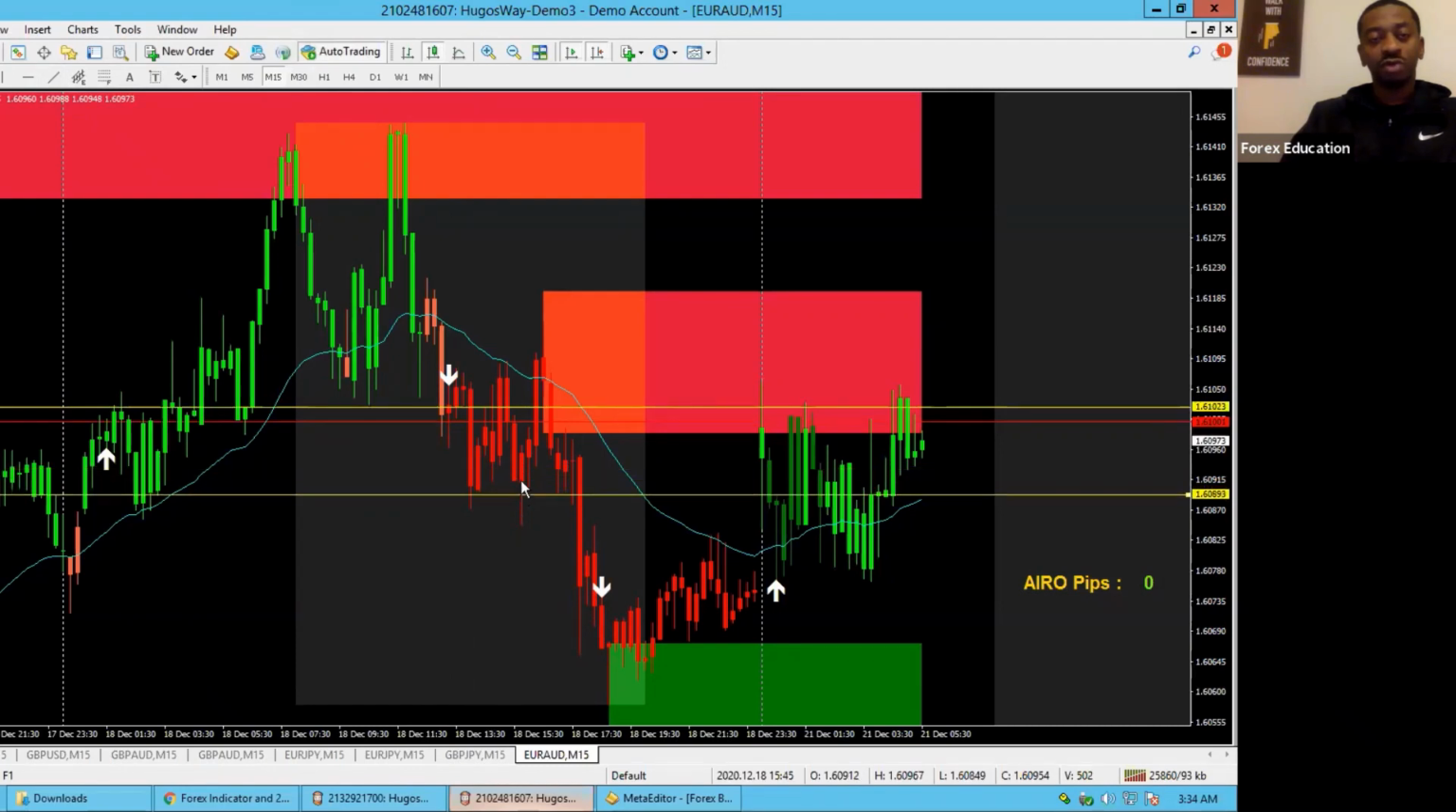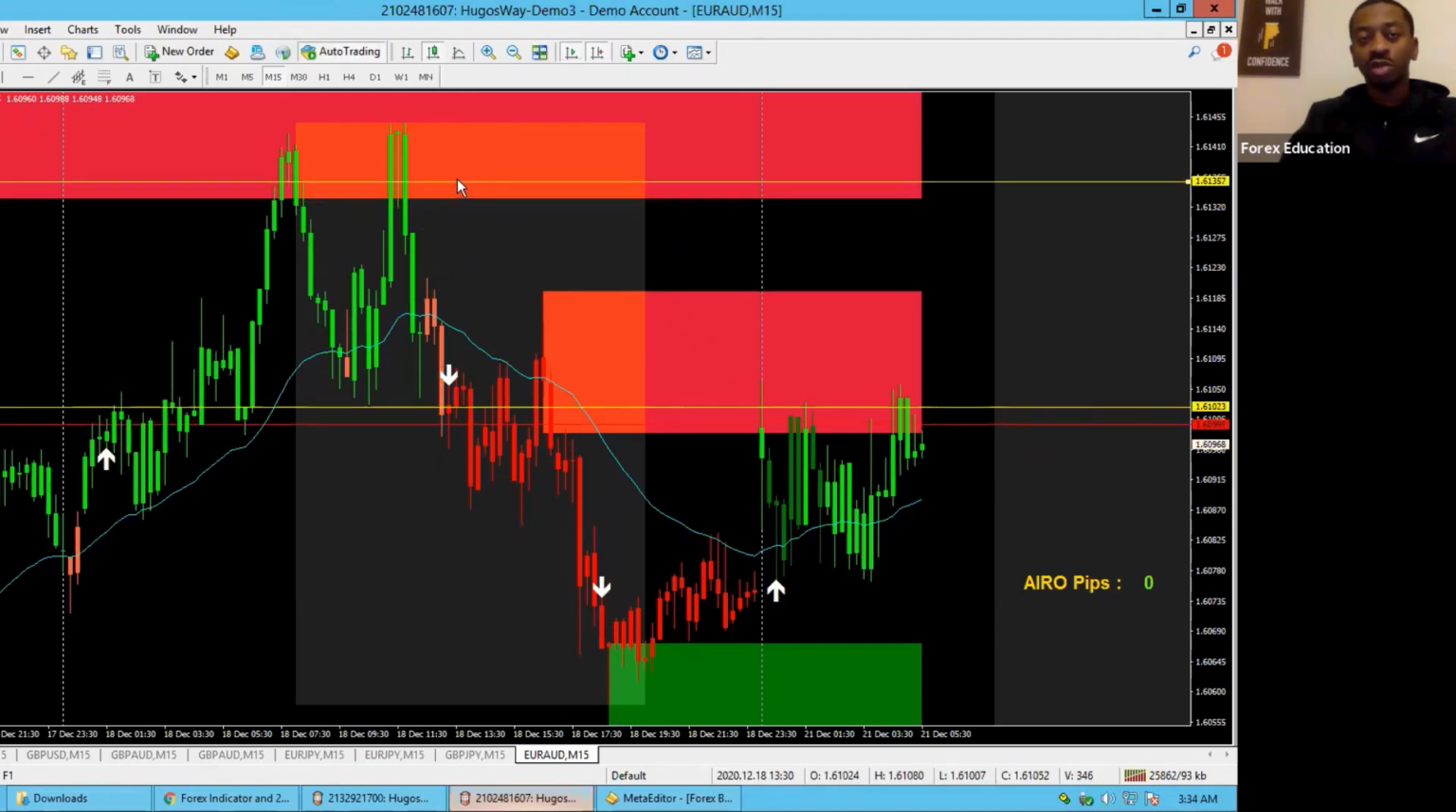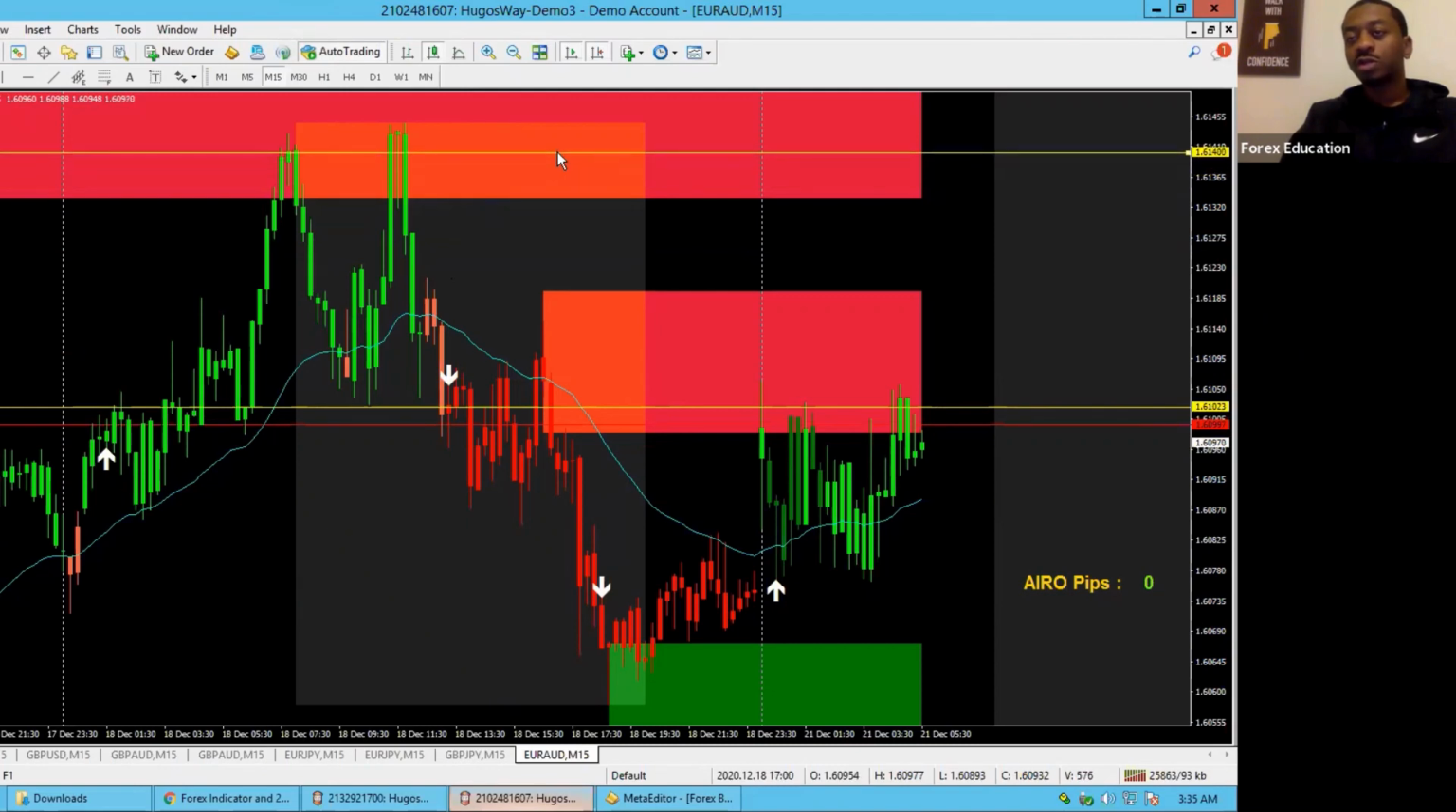First of all, our stop loss. At that point, the price is 1.61023. Our stop loss would have been at 1.61423. That's 40 pips, which is about right here. That's exactly 40 pips.